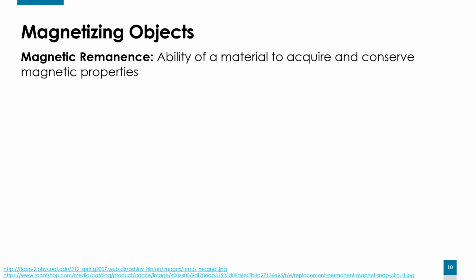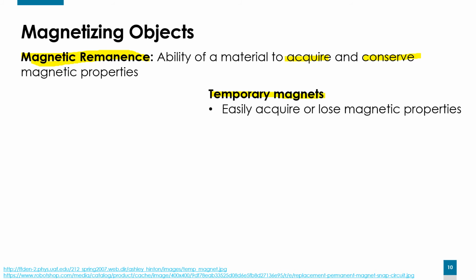And another concept I want you guys to know is magnetic remanence. Remanence is the ability of a material to acquire and to conserve magnetic properties. So some objects can acquire and conserve magnetic properties very well, and some don't. Those that don't conserve, we call them temporary magnets. They easily acquire, but they also easily lose magnetic properties. So they are temporary magnets. The domains are easily aligned, but also easily misaligned. It means that even though they are magnetized now, if I misalign the domains, they will not be magnetized anymore.